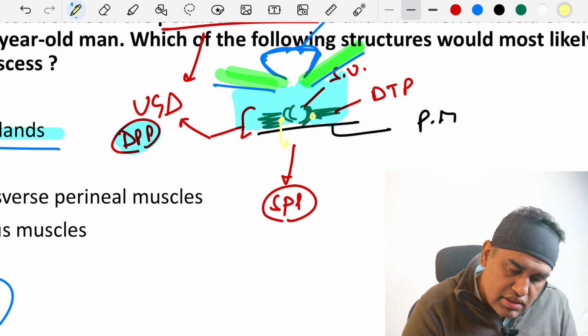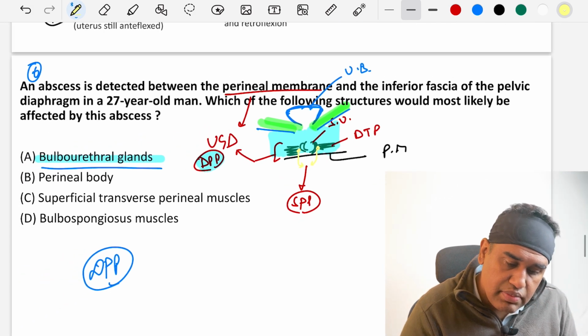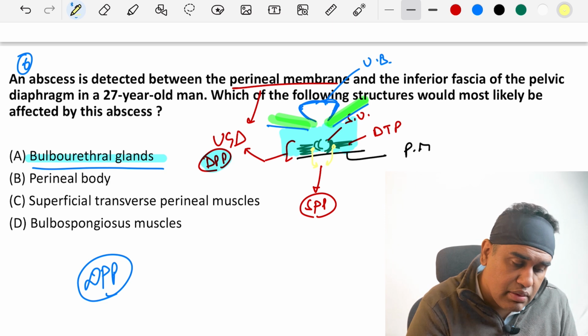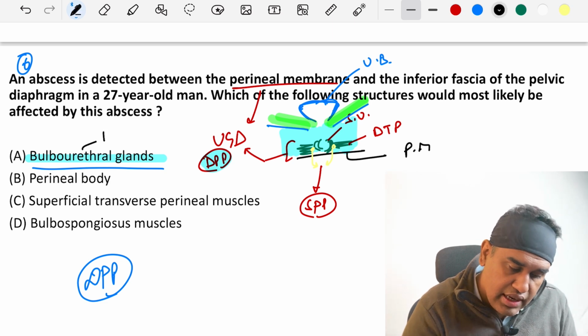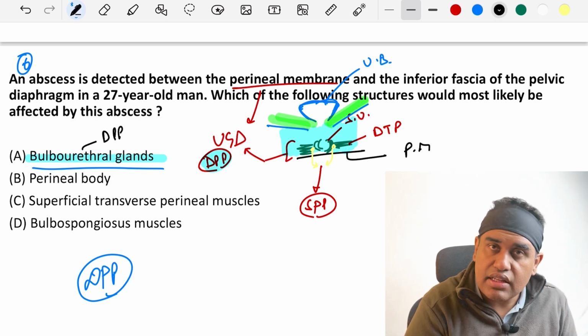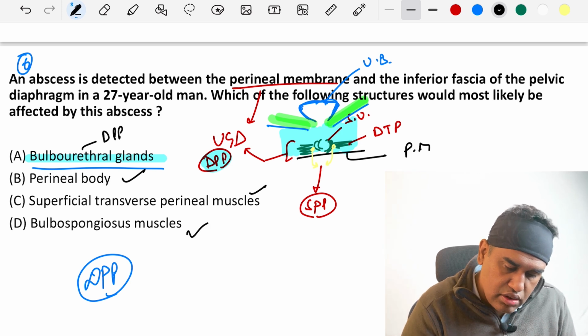But do remember that its duct opens down in the superficial pouch. That is a trick over here. But do remember the bulbourethral gland itself lies in the deep perineal pouch. This will be our answer. All these three options, B, C and D, lie in the superficial perineal pouch.